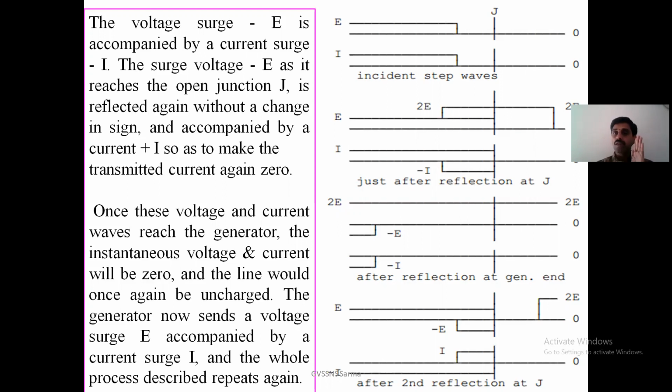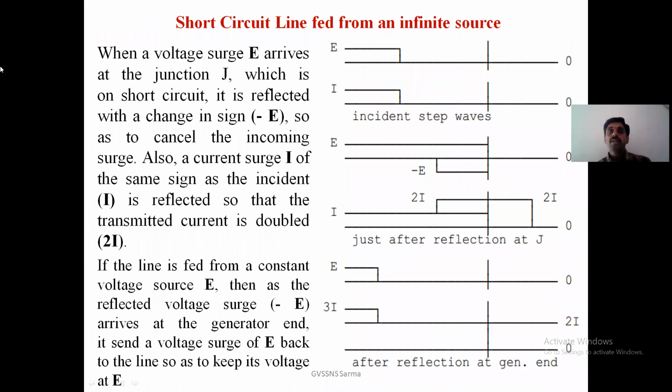When it is a constant voltage source, if it is an infinite voltage source, the voltage would rise like anything. To maintain the voltage here constant, whatever is reflecting, again with the negative sign, it will reflect it back, so that its voltage won't be changed. So that's why it is maintained at E, and the current I. So basing on this, we will go further.